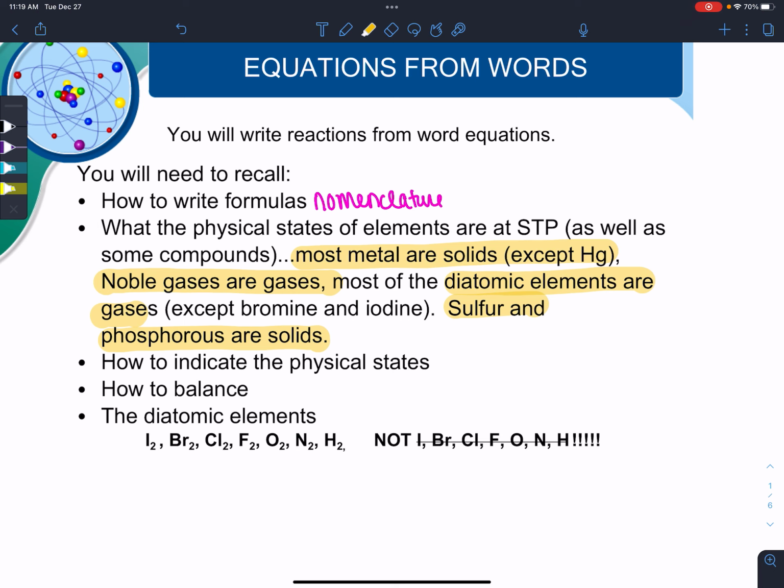You're going to have to know how to balance chemical equations. That's also from lesson 1 of this unit. And you're going to have to recall the diatomic elements. Remember, those are iodine, bromine, chlorine, fluorine, oxygen, nitrogen, and hydrogen. Those all have to be, when they're by themselves, 2 of them. Okay, in case you forgot what they are.